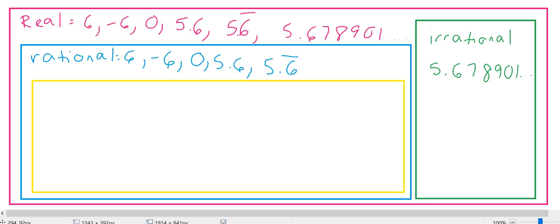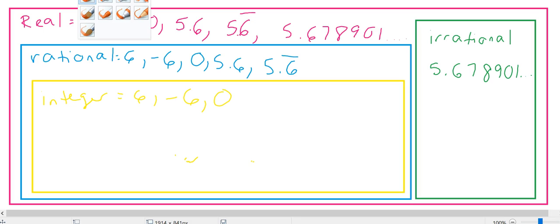Next, integers. Integers include every number that's a rational number besides decimals and fractions. So an integer would be something like 6, like -6, like 0. It would not be 5.6 or 5.6 repeating because it does not include fractions or decimals. Obviously, it wouldn't include an irrational number either.